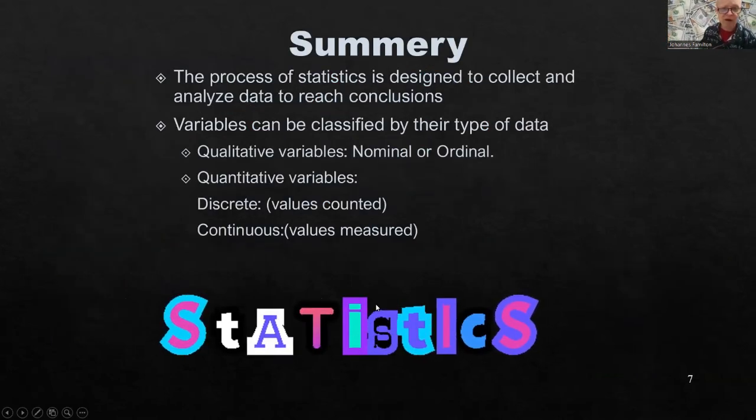In summary, the process of statistics is designed to collect and analyze data to reach conclusions. Variables can be classified by their type of data. Qualitative variables are nominal or ordinal. Quantitative variables are discrete, values that can be counted, or continuous, values that can be measured.